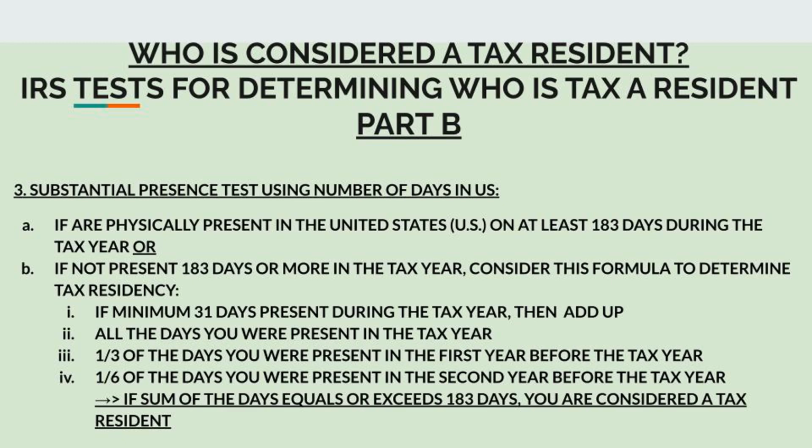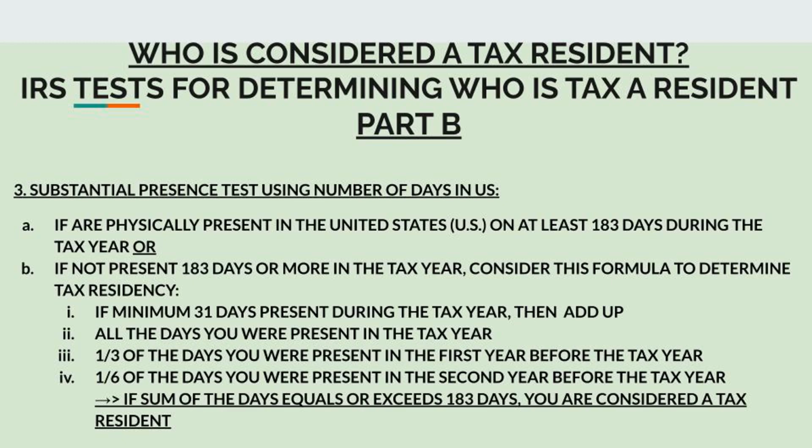So the third test is called the substantial presence test, using the number of days in the US, and that itself breaks down into different segments. There are 2 different tests that ultimately can determine, under this substantial presence test, if you're a tax resident. Number 1 is that you're physically present in the United States on at least 183 days during the tax year. If you meet that minimum of 183 days, you're automatically a tax resident and you can file as such.